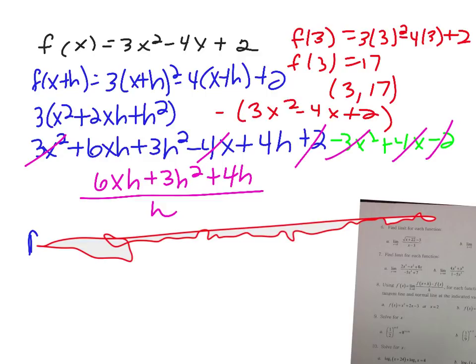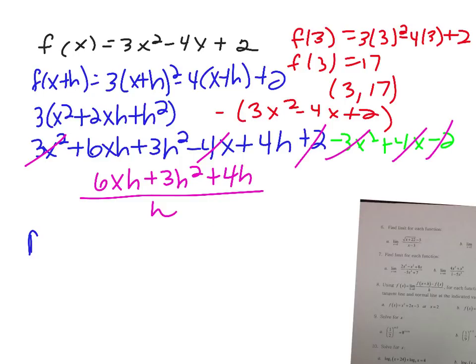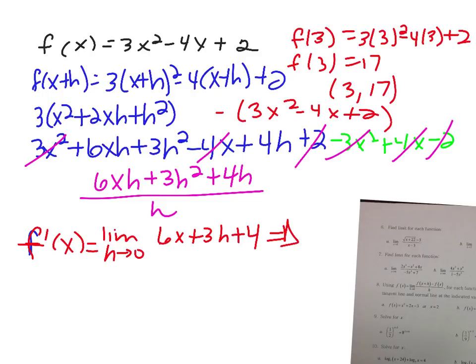So, oh, what happened? Let me redo that. I'm not sure what happened right there. All right, so f prime of x is equal to the limit as h approaches 0 of 6x plus 3h plus 4. Plug in 0 for h, so 6x plus 3 times 0 plus 4. So my derivative is equal to 6x plus 4.